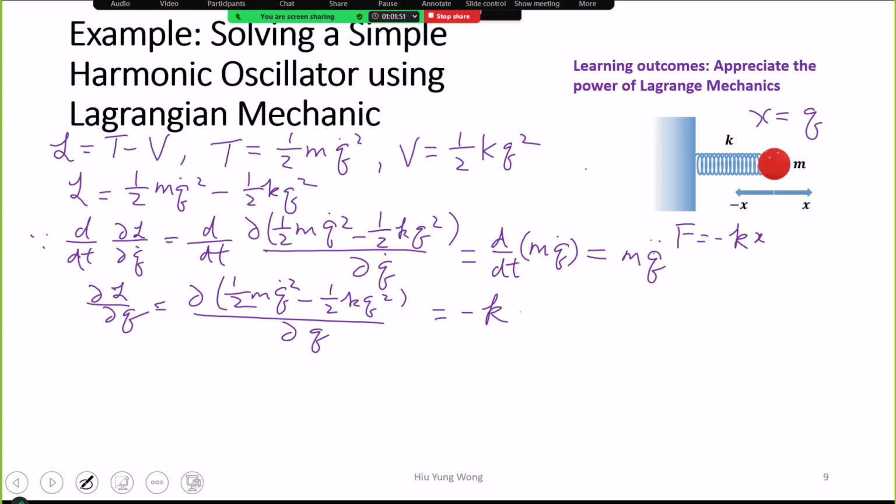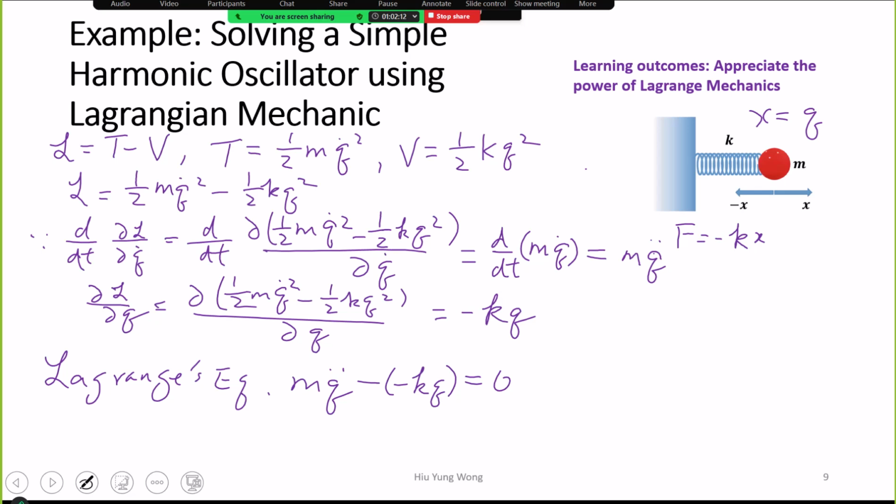So what is the Lagrange equation? It will be m q dot dot, this is the first term, minus the partial L partial q, which is minus k q, equals 0. So this gives me q dot dot plus k over m q equals 0. Now, if you recall what you learned before, this is exactly the correct equation for the simple harmonic oscillator, right?